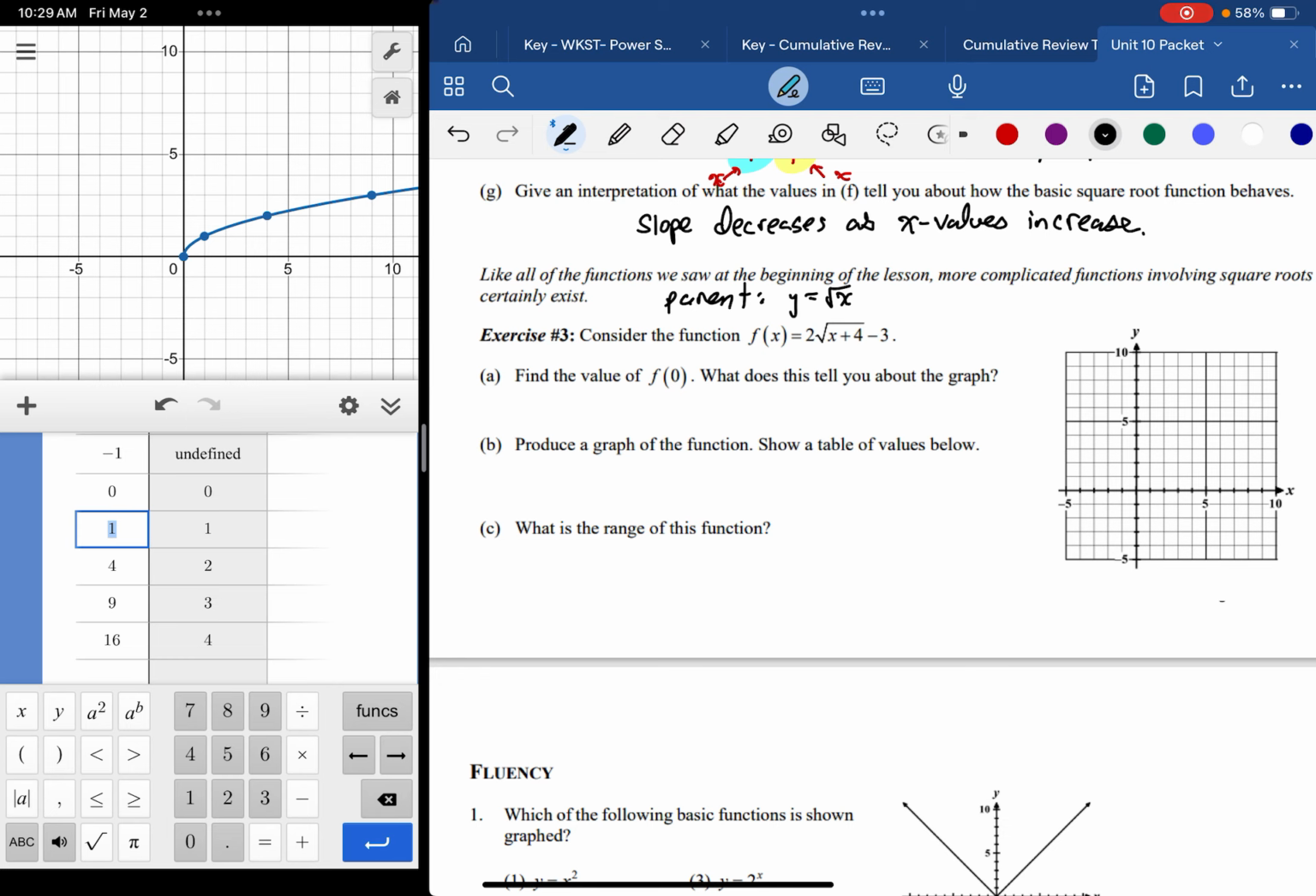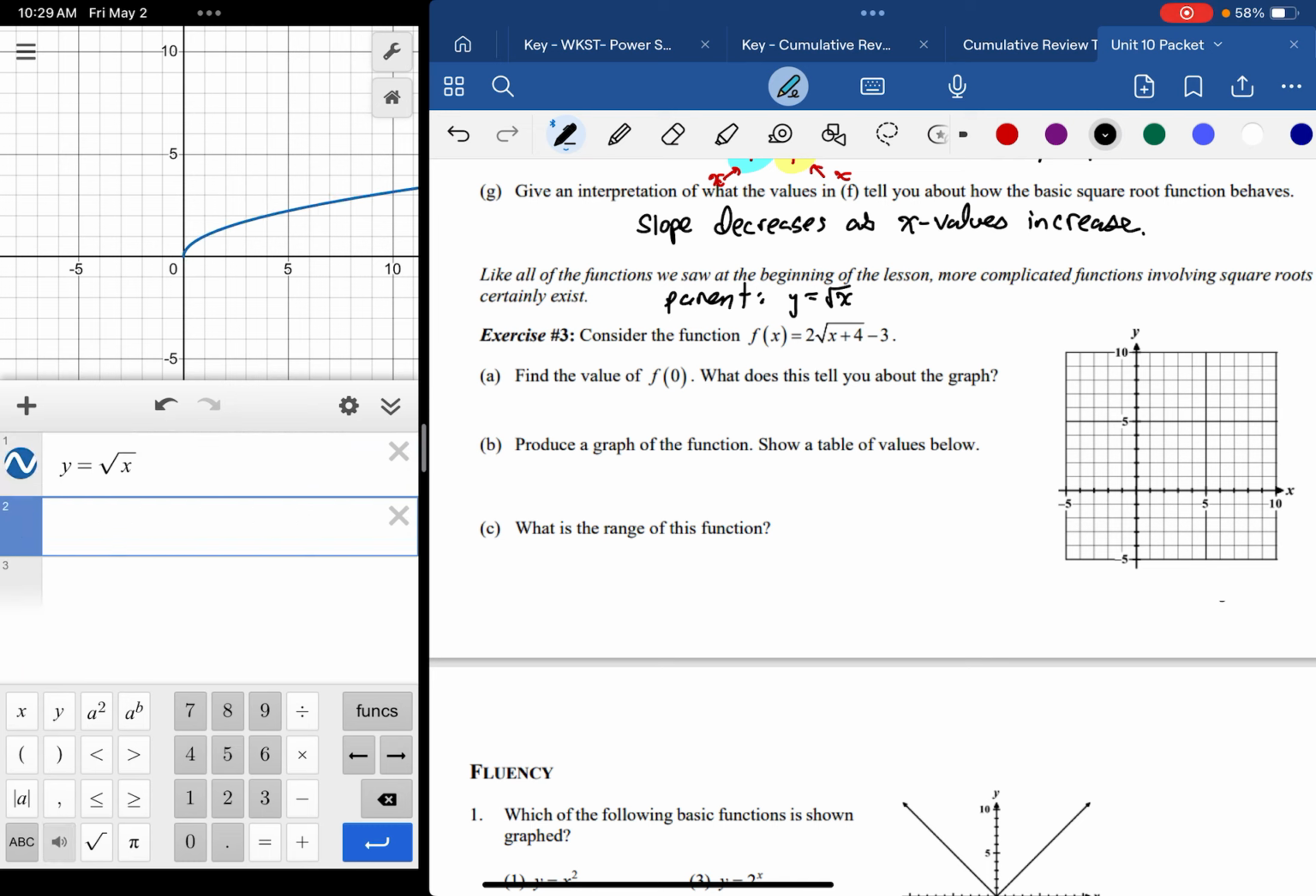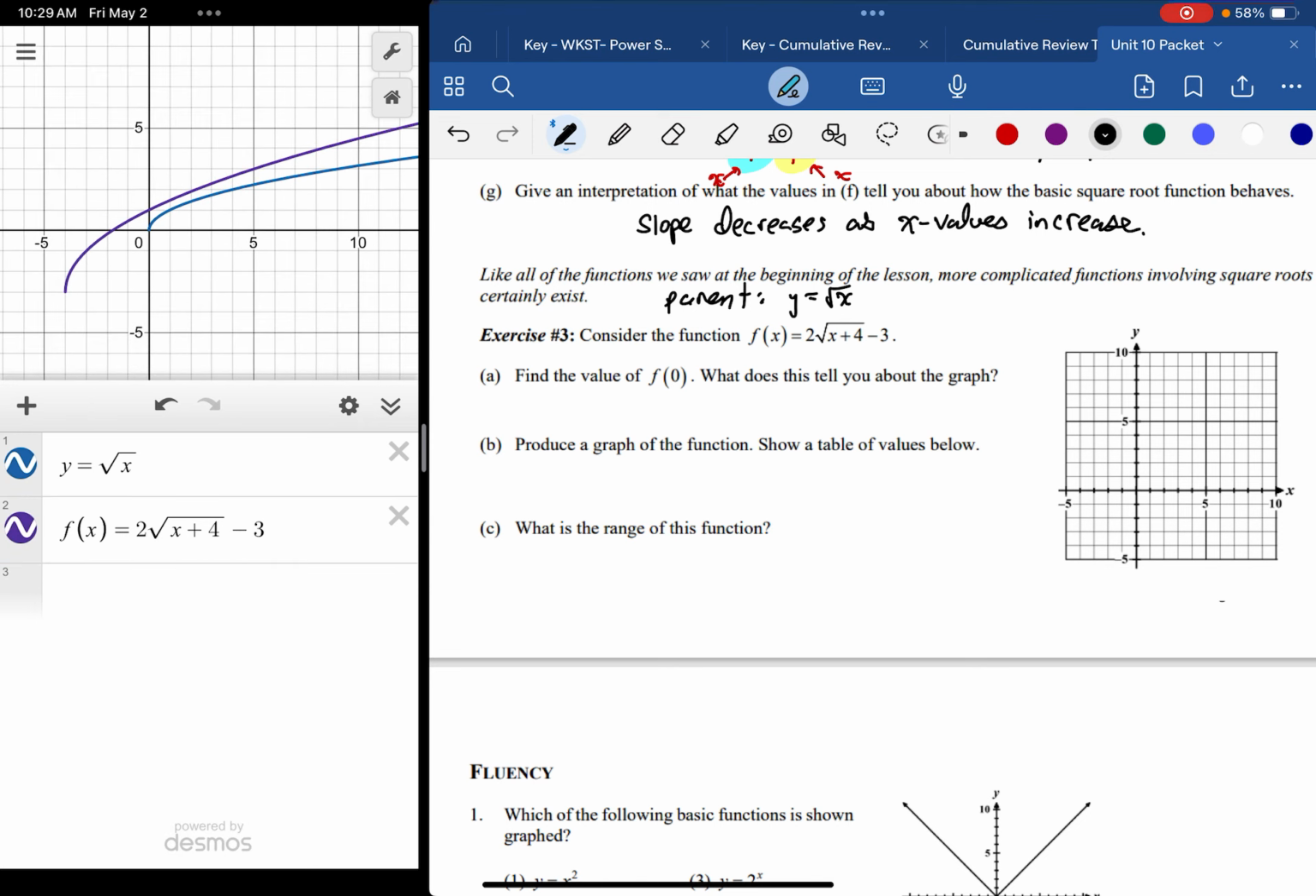If I graph, so I have my parent function up on my display here. If I graph y equals f of x, I'll write it as f of x this time, equals the square root of x plus 4, then subtract off the 3. You can see it has the same general kind of feel. It's just a little bit bigger, and the starting point has been moved left and down.